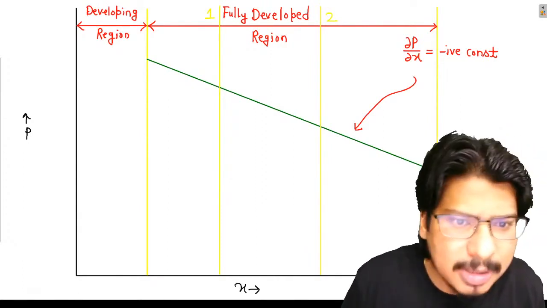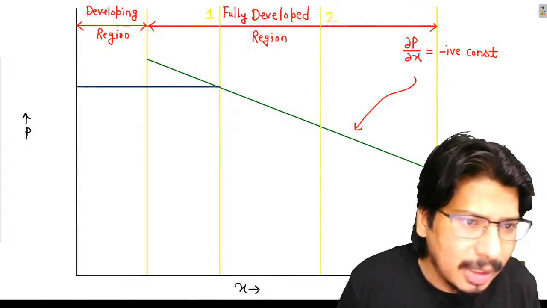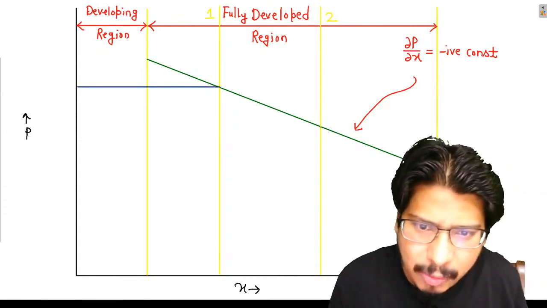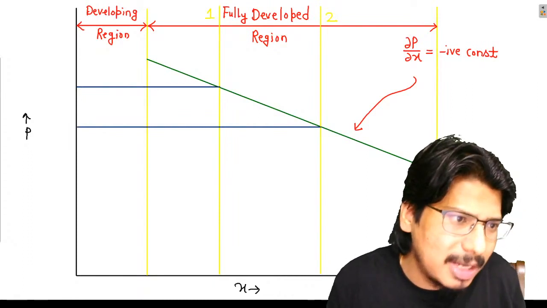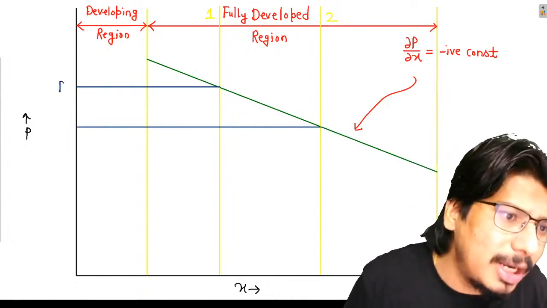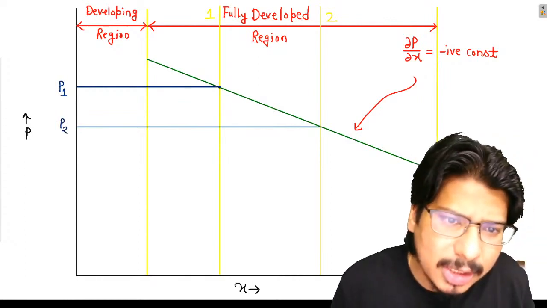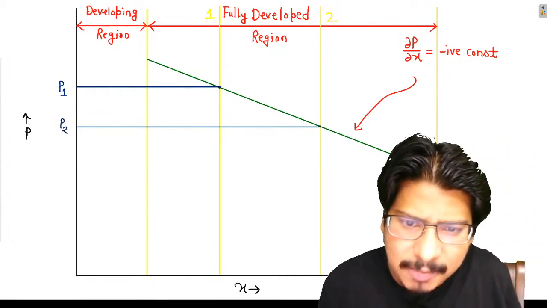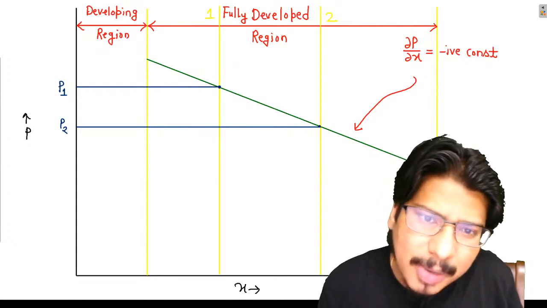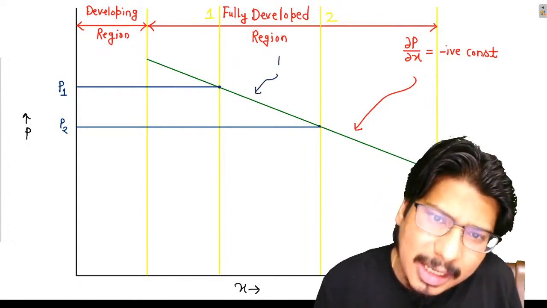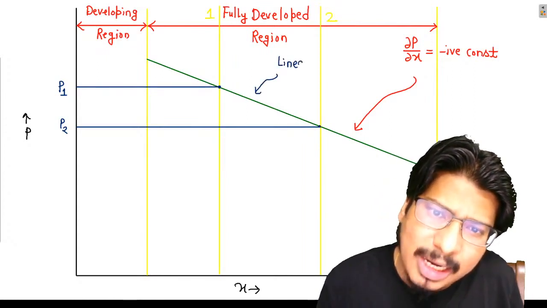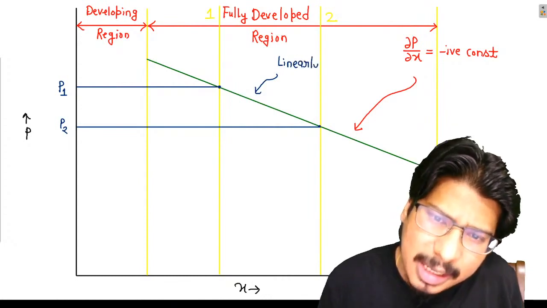Let us suppose the pressure at this cross section is P1. Then if I'm moving from cross section 1 to cross section 2, you can observe pressure is decreasing from P1 to P2 linearly. If my pressure is P1 at this cross section and P2 at that cross section, the pressure will be decreasing linearly. So remember, in fully developed region the pressure decreases linearly.